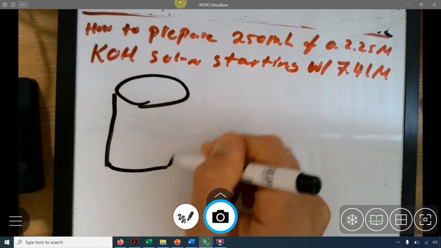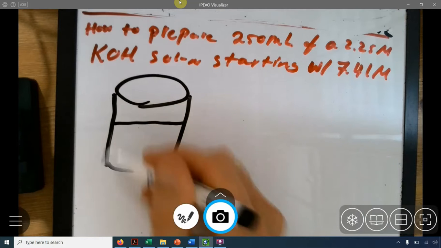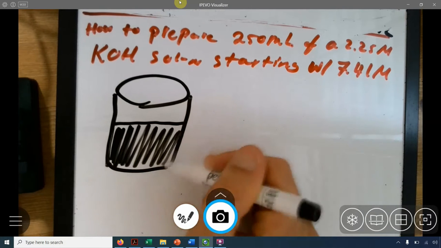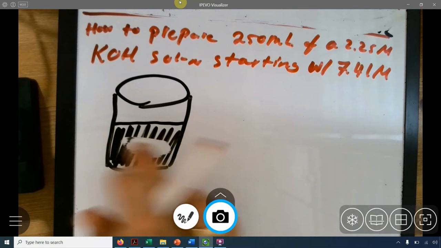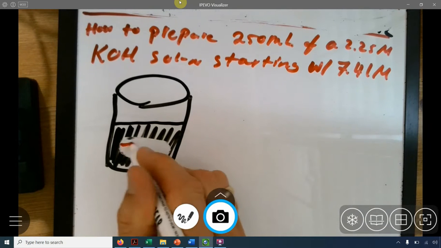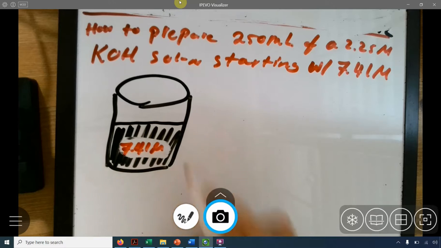So I have in my possession here a solution of KOH, and this solution of KOH has a concentration of 7.41 molar. Meaning that for every liter of solution, I have 7.41 moles of KOH. That's what that means.